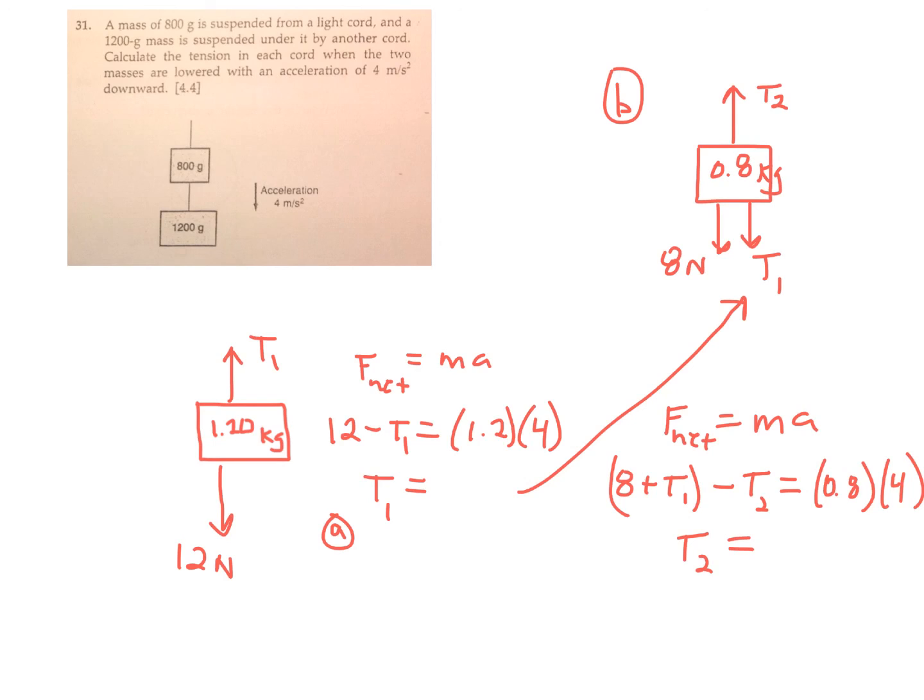Don't need to do it that way, but that would have been a little bit faster way to do part B. Part B, you wouldn't be able to do part A that way because you need to separate the two masses to get part A.